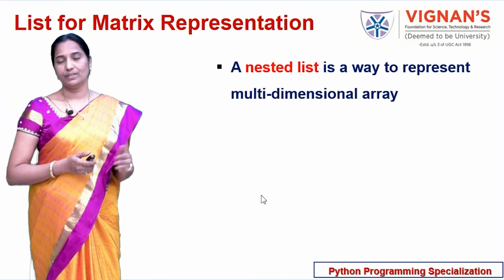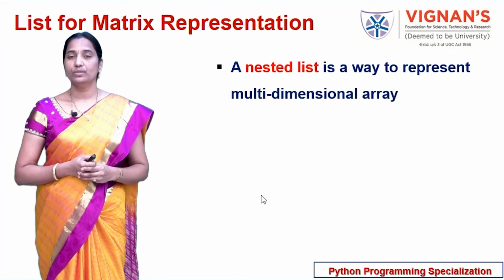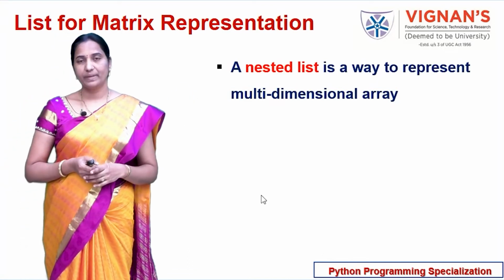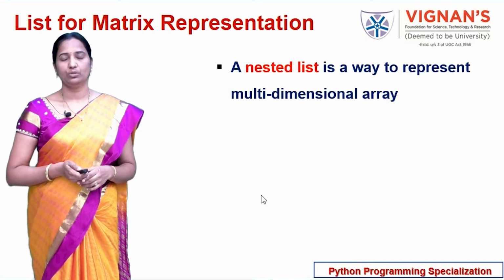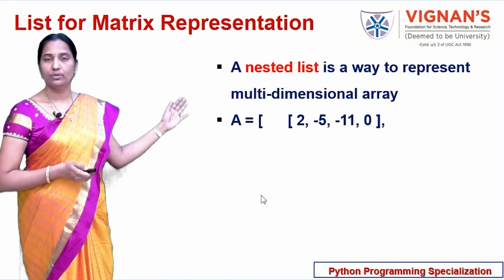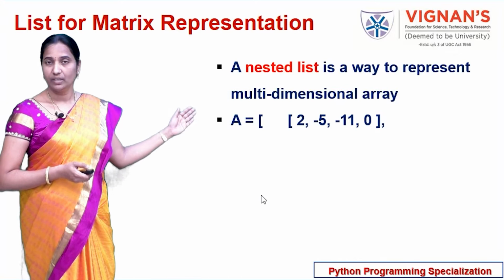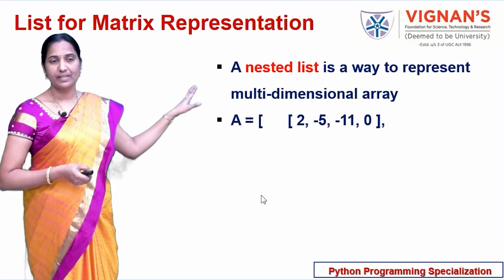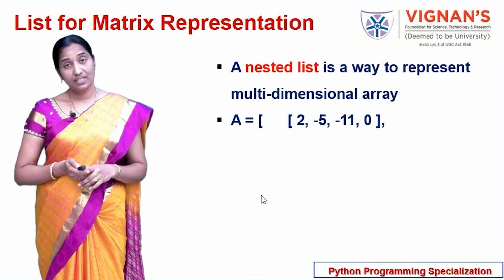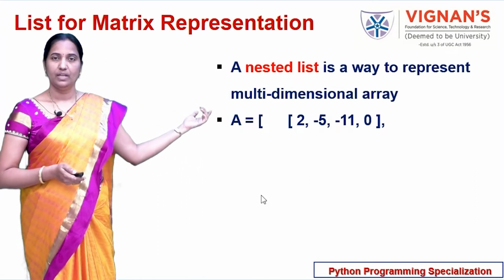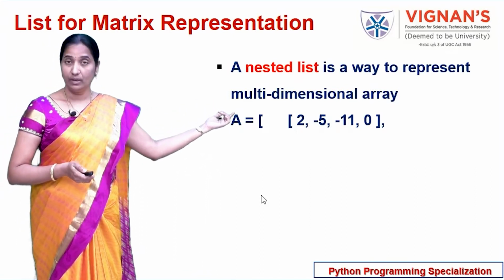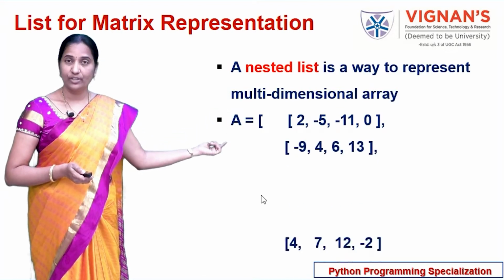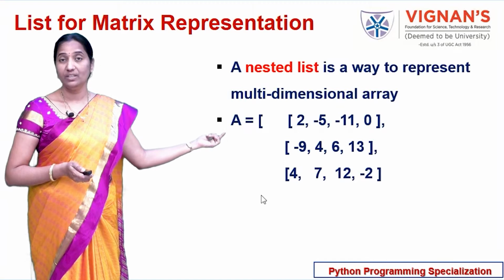But to support matrix operations to some extent, you can use a nested list. Basically, a nested list is a way to represent multi-dimensional arrays in Python. If you observe here, I am going to represent whatever we have shown in the previous figure, that two-dimensional matrix, using lists in Python. Here you can observe the first row of the matrix, then the second row, which is the second list, then the third row of the matrix, which is represented using the third list.